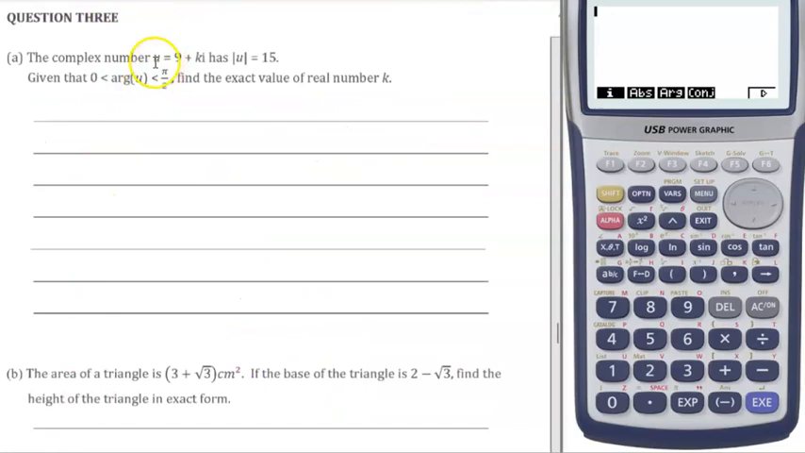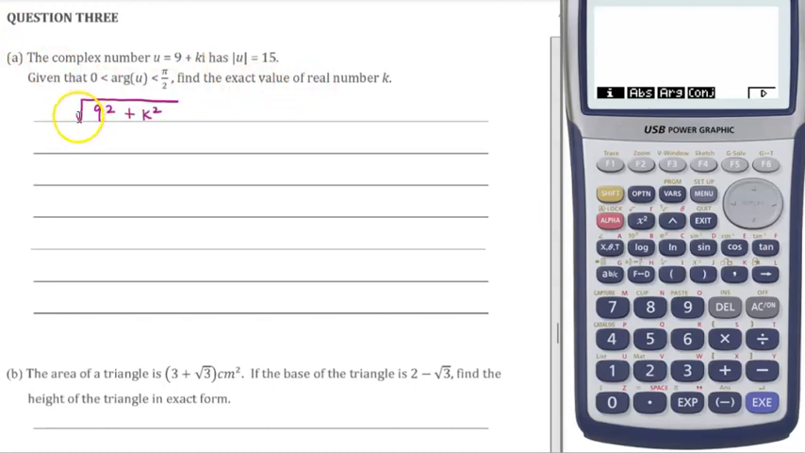For question 3, we've got a complex number and we're told its modulus. We're also told the argument sits between 0 and pi by 2. That just means we're looking in the first quadrant and we don't need to think any further than that. So now find the value of k.